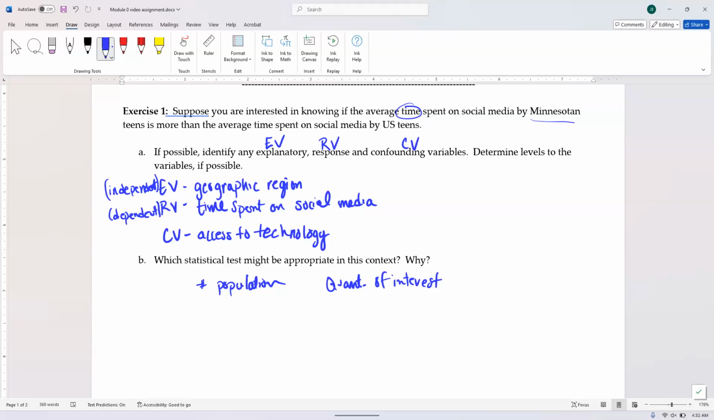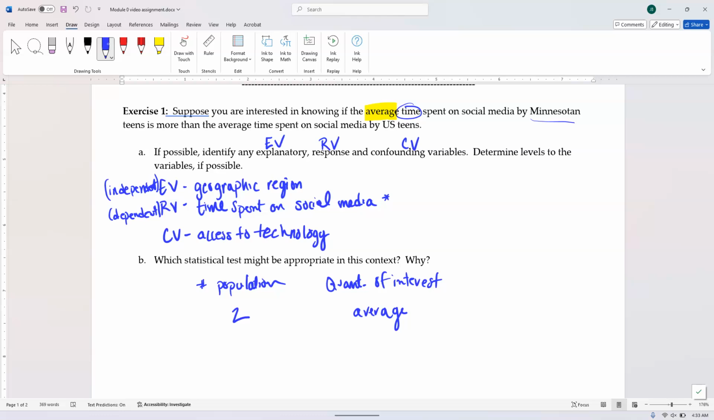So in this case, number of populations, so number of groups that I'm studying, right? Well, I think that's Minnesotan teens, 1, and U.S. teens, 2. So I'd say there's 2 populations. And then in those populations, what are we looking at? Well, we're measuring, right, the time spent on social media. But that's average time, right? So average time. So as soon as we're looking at an average, that is going to force a type of test very quickly.